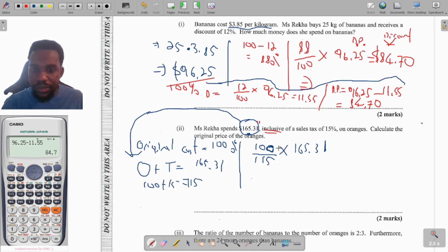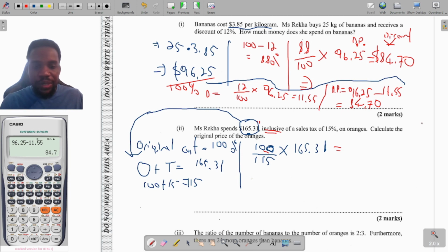The key to solving this is always to remember your original cost is 100%. When they added the tax, this 100% now became 115 because tax was added. So in order for me to get my original price, I have to refer back to 100%, which represents my original price. I put it over what I have now in terms of percentage, which is 115, and I multiply by the cost I have now, which is $165.31, which includes both the original price and the tax price.